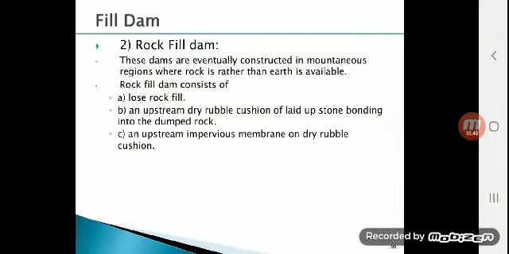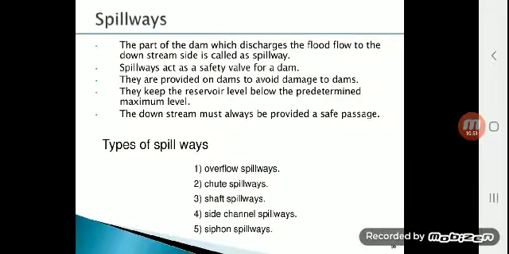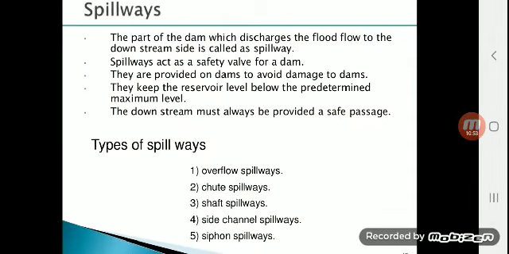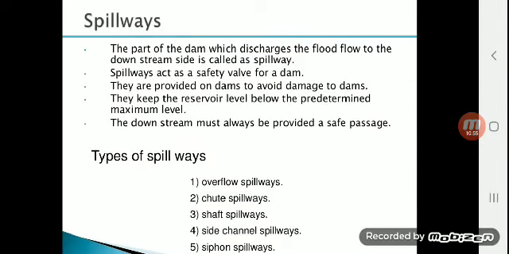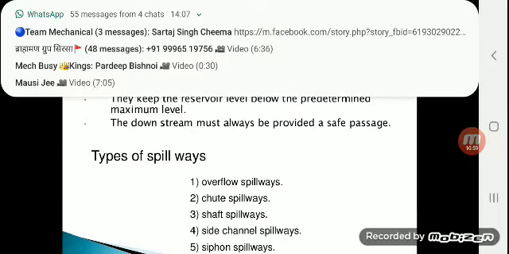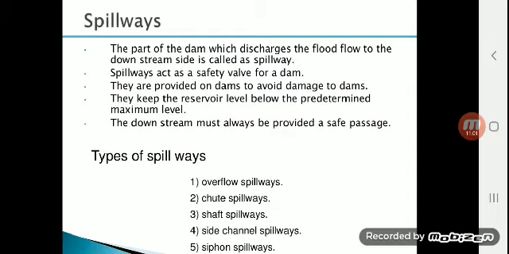So after these types of dams, there are the spillways, which are an integrated part of the dams. Spillways are just a passage provided for the upstream water. This passage helps in maintaining the level of water in the reservoir, and it prevents damage to the dam structure because of the water pressure there. So we have to provide a passage there.